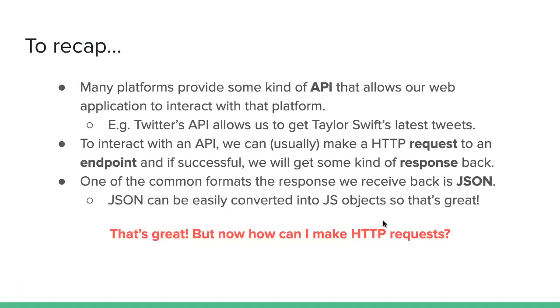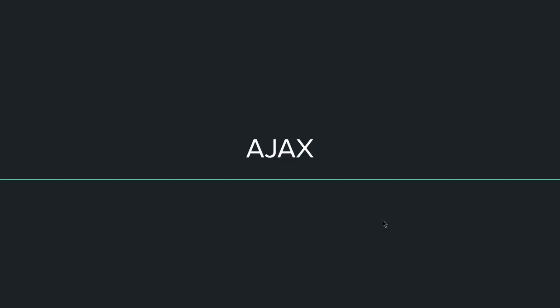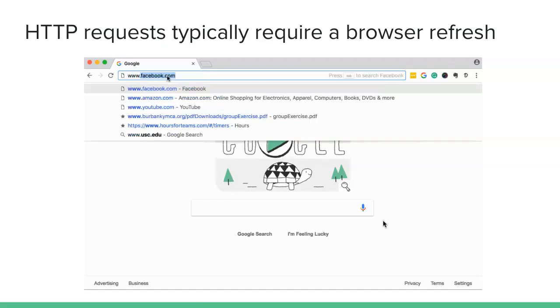But now the last piece of this puzzle is how can I make these HTTP requests? And that's where AJAX comes in. AJAX is going to allow us to make these HTTP requests to the server. So it's kind of like our middleman. It's going to go and make a request to the server, and when the server responds back to me, the AJAX is going to tell me, oh, these are all the results.